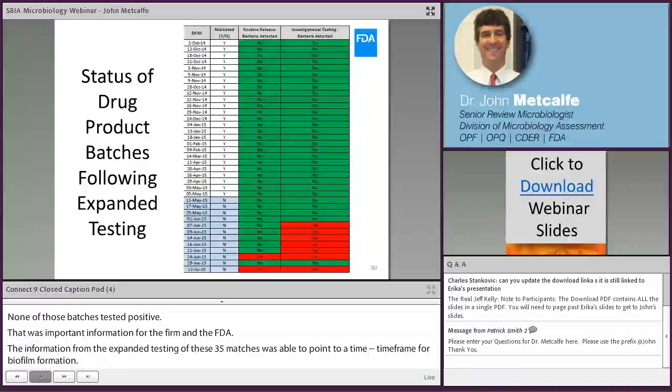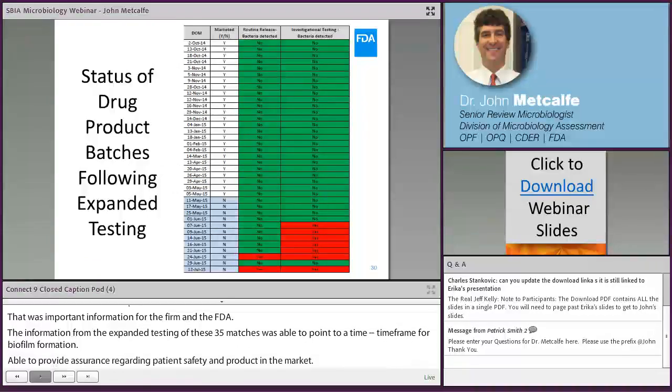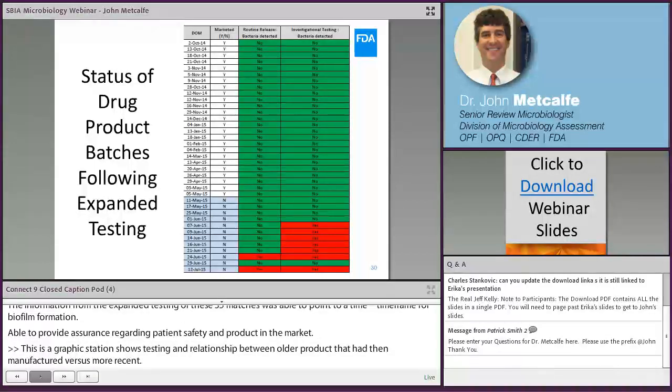And this is a graphic illustration that shows the testing and the relationship between older product that had been manufactured versus more recent. So let's start at the bottom of this table, all the way on the left. That column refers to date of manufacture of batches.